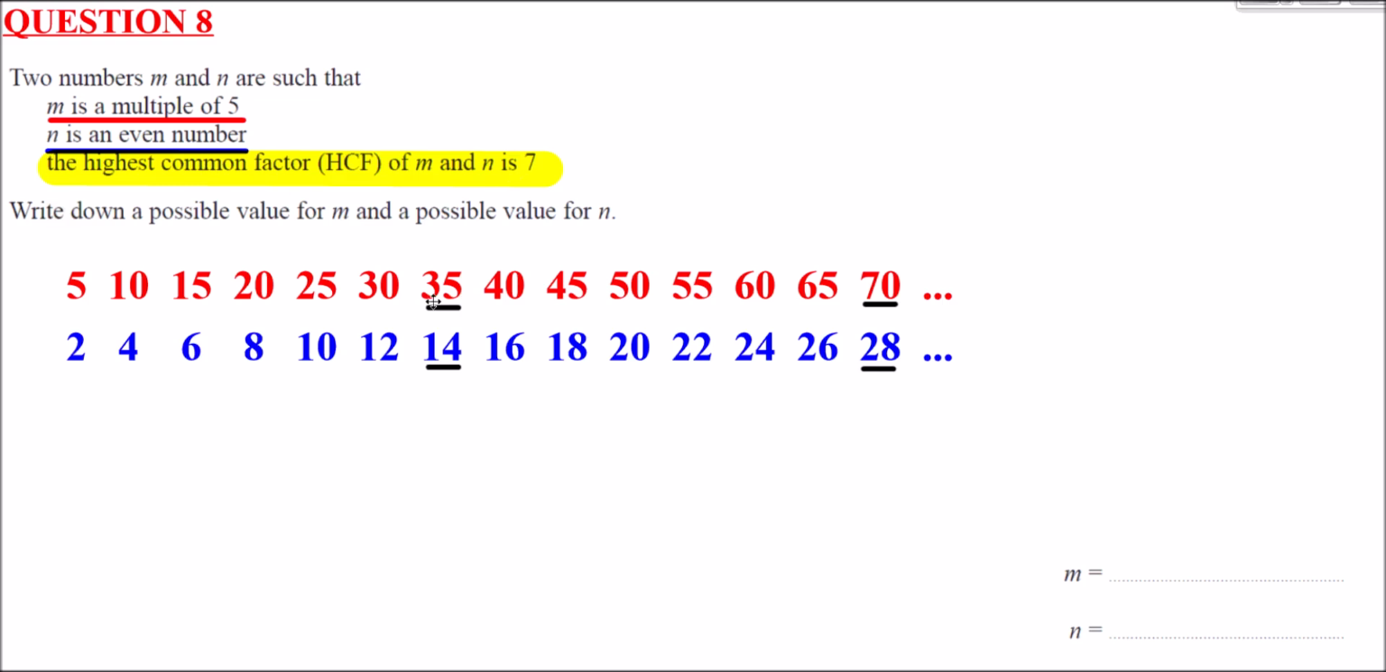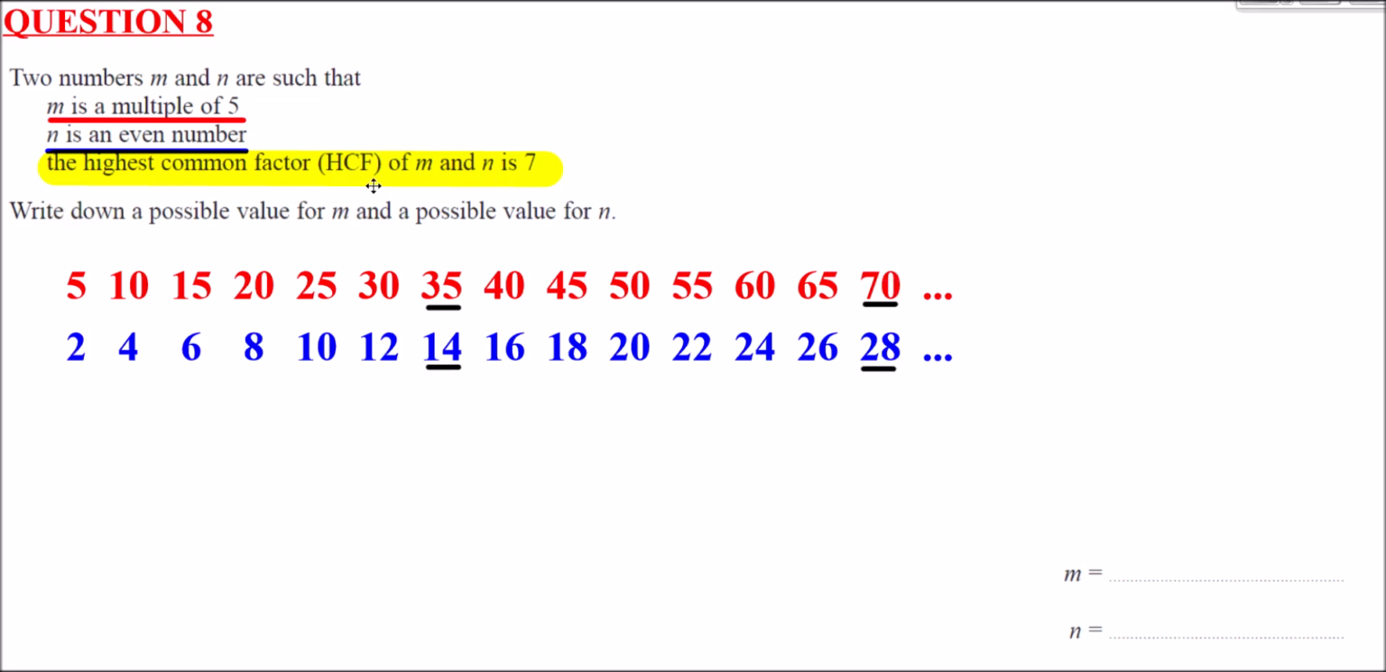So we want to keep our numbers as small as possible, really. So if we went for 70 and 28, for example, the highest common factor of those wouldn't be 7. 7 would be a common factor, but it wouldn't be the highest, because we've doubled 35 to get to 70, and we've doubled 14 to get to 28. So the highest common factor of these two would be the highest common factor of 35 and 14, which is 7, multiplied by the 2 we've scaled up by. 7 times 2, the highest common factor would be 14 of these.